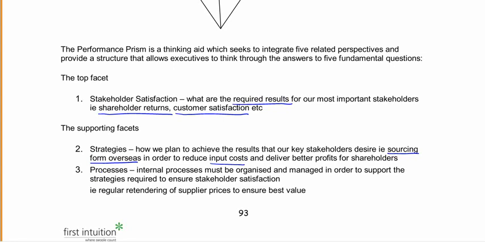Then we look at our internal processes. How are we going to manage our internal processes in order to support the strategies that we've come up with in part 2? So if we're going to be buying materials from overseas to reduce input costs, how are we going to do that? Are we going to have somebody whose job it is to do a beauty parade of foreign suppliers and then continually monitor their pricing and their quality levels? So might we need regular retendering of supplier prices to get best value?